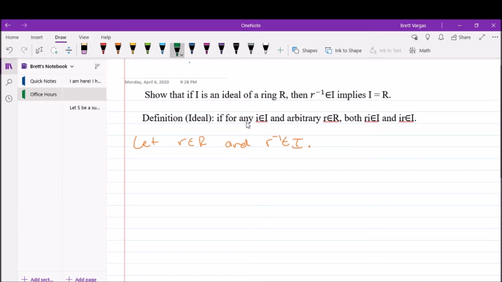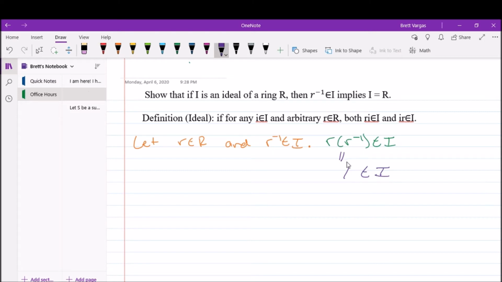Now, the definition of an ideal, which I've included, says that for any element in I and any element in R, when I multiply them, it's going to be within I. So I'm going to just go ahead and do that. R times R inverse is going to be in I. Well, let's simplify that a bit. R times its inverse, anything times the inverse of itself, is just 1, and that's going to be within I.